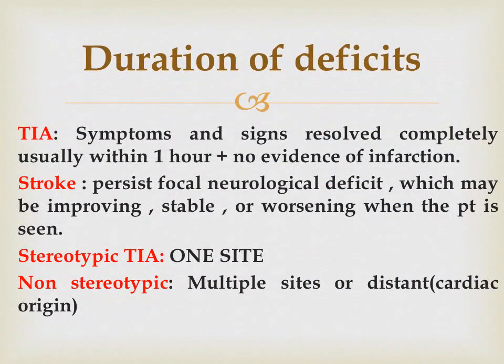Duration of deficit. In TIA, symptoms and signs resolve completely, usually within 1 hour, with no evidence of infarction, as documented by CT or MRI. While stroke bears a focal neurological deficit, which may be improving, stable, or worsening when the patient is seen. Stereotypic TIA usually involves one site, while non-stereotypic involves multiple sites or a distant origin, for example, cardiac.